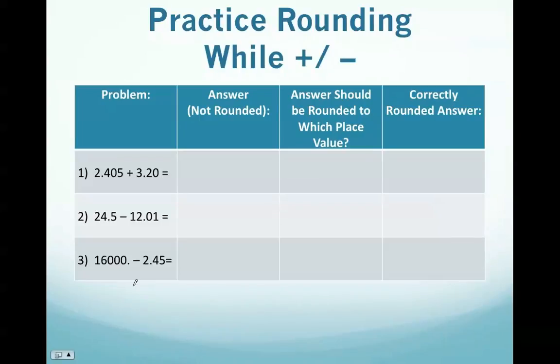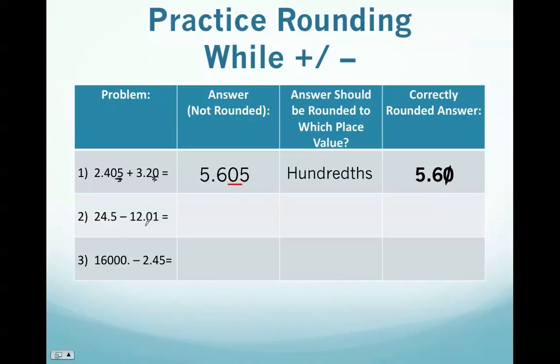Alright, let's look at these three examples in your packet. For number 1, our answer before it is rounded from our calculator is 5.605. Our answer should be rounded to which place value? Well, over here in number 1, we have it to the thousandths and we have it to the hundredths. That means that our answer needs to be rounded to the hundredths, which is where this red line is showing me. So our correctly rounded answer is going to be 5.61 as our final answer, since this 5 is going to round that up.